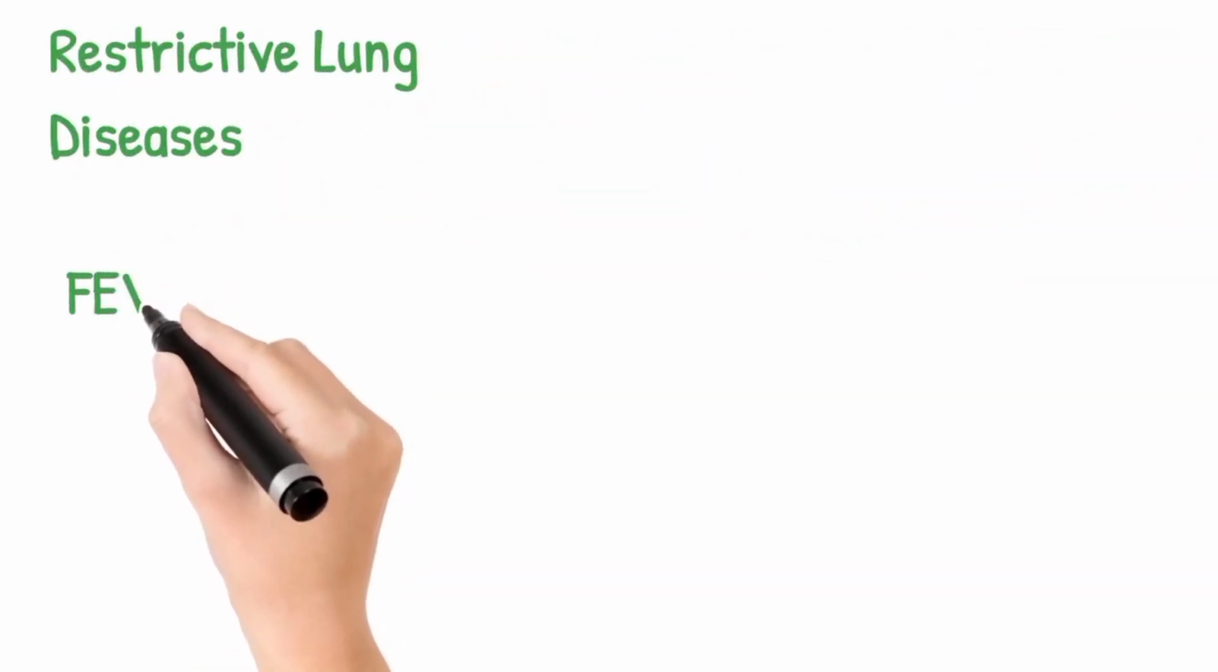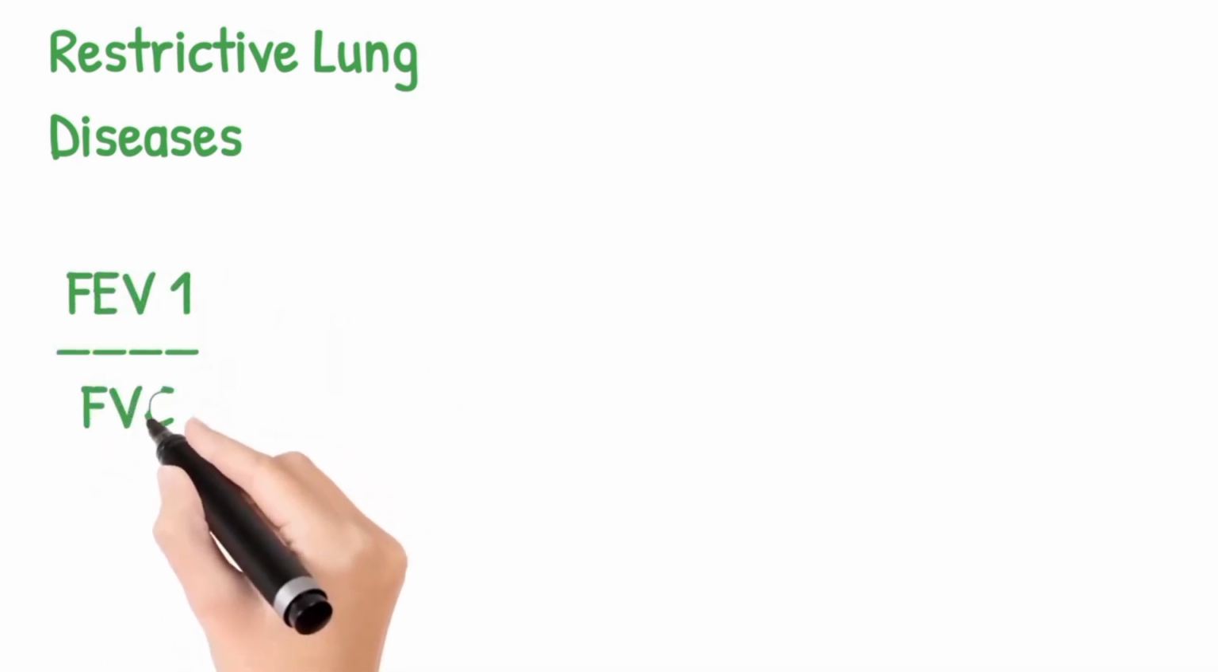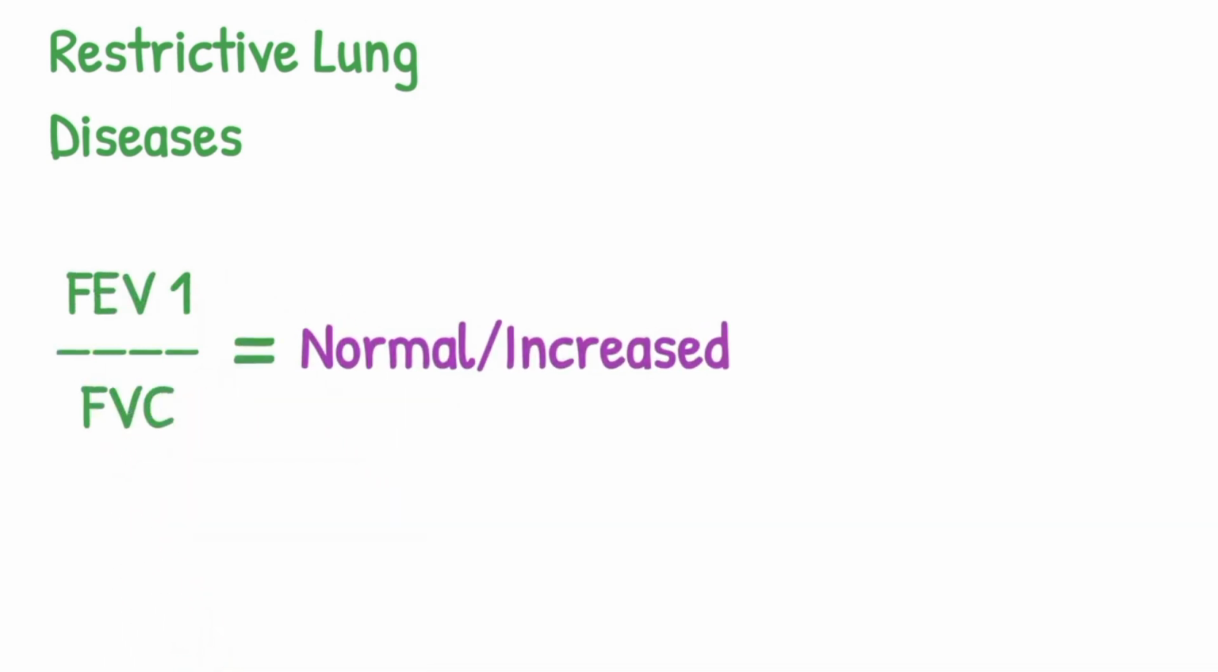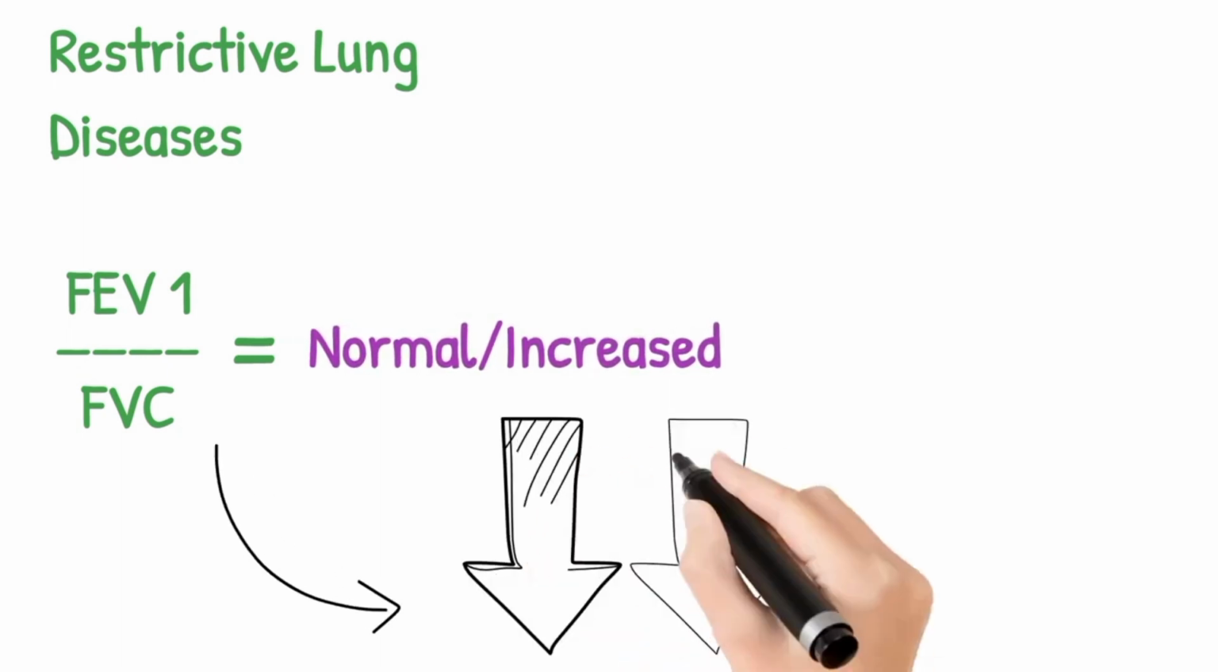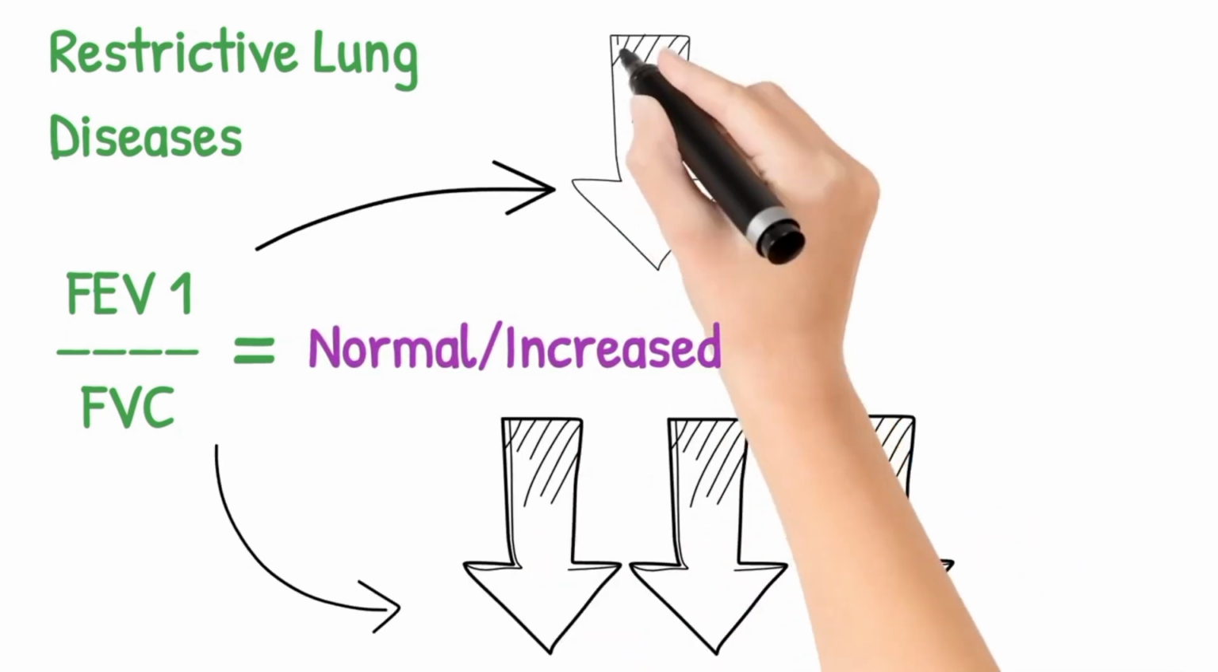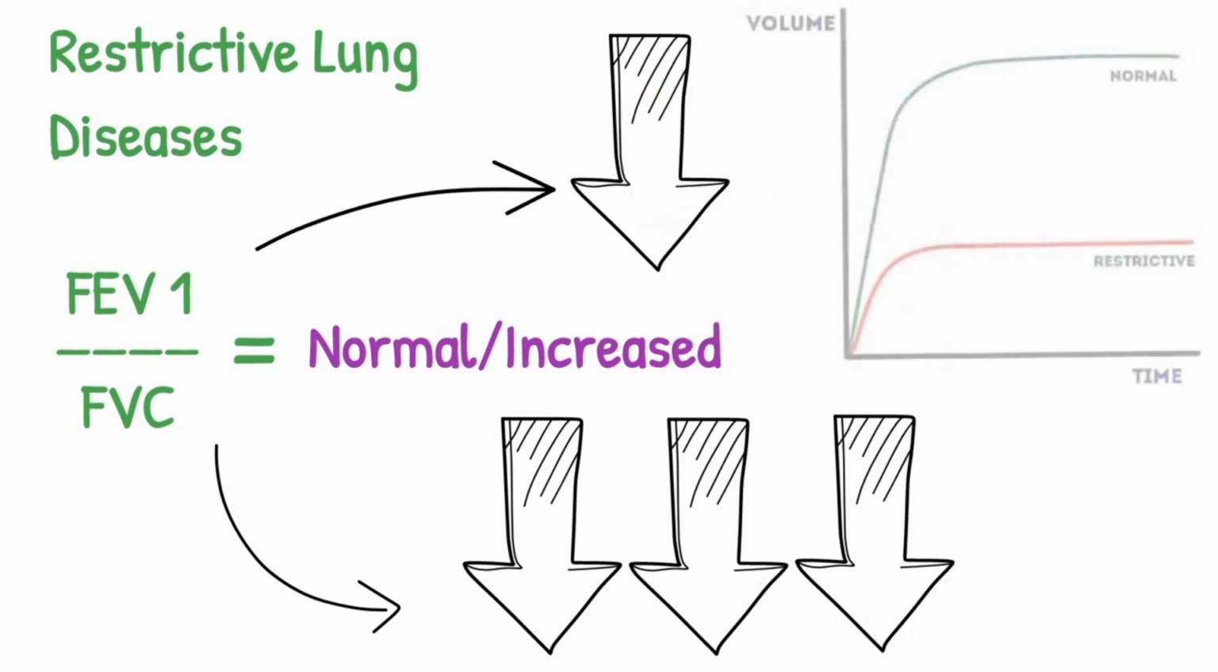The ratio of FEV1 to FVC is either normal or increased. The reason is that in restrictive lung diseases, FVC decreases more than FEV1. This is evident from the graph.